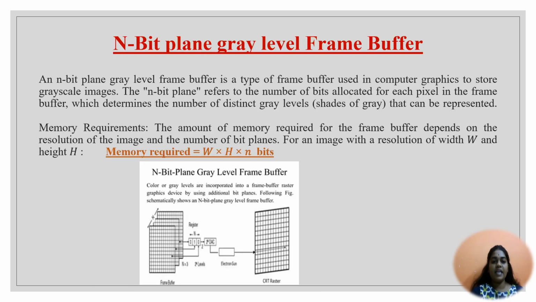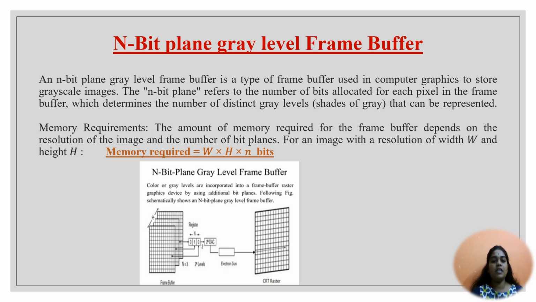N-bit plane gray level frame buffer. An N-bit plane gray level frame buffer is a type of frame buffer used in computer graphics to store grayscale images. The N-bit plane refers to the number of bits allocated for each pixel in the frame buffer, which determines the number of distinct gray levels, that is, the shades of gray that can be represented.